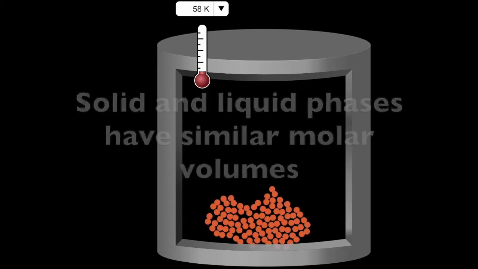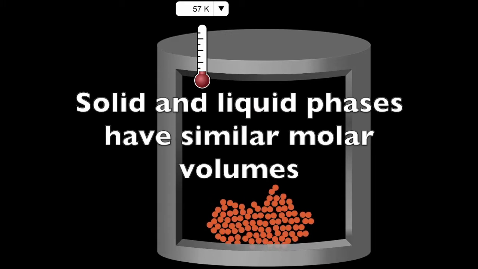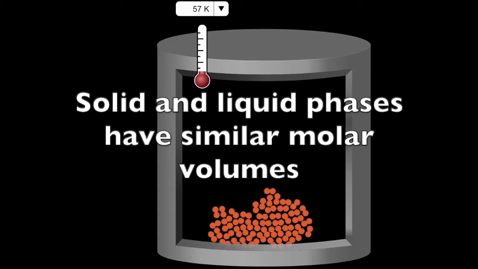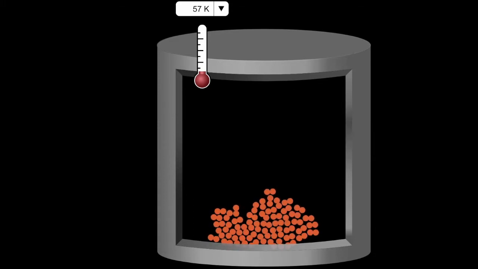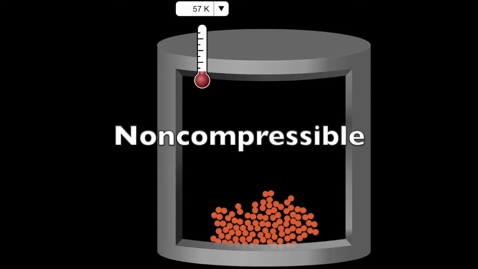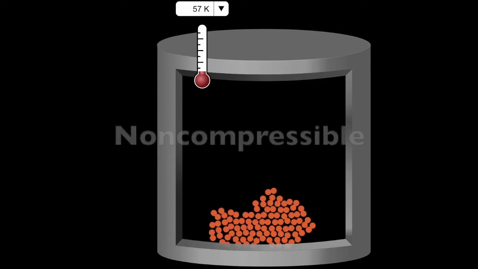The solid and liquid phases for a particular substance typically have similar molar volume because in both phases, the particles are in close contact at all times. Just like solids, liquids are non-compressible, at least not under normal circumstances.